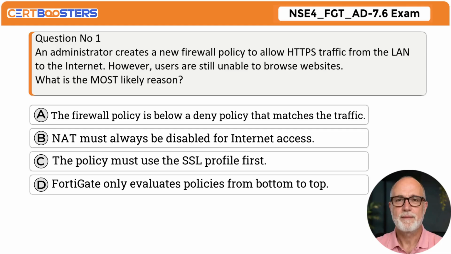Let's get started. Question number 1. An administrator creates a new firewall policy to allow HTTPS traffic from the LAN to the internet. However, users are still unable to browse websites. What is the most likely reason? A. The firewall policy is below a deny policy that matches the traffic. B. NAT must always be disabled for internet access. C. The policy must use the SSL profile first. D. FortiGate only evaluates policies from bottom to top.